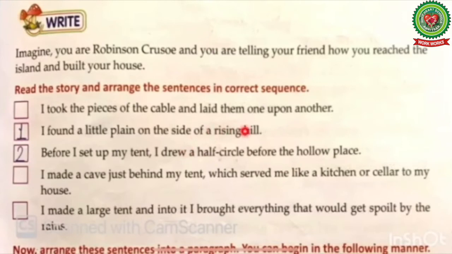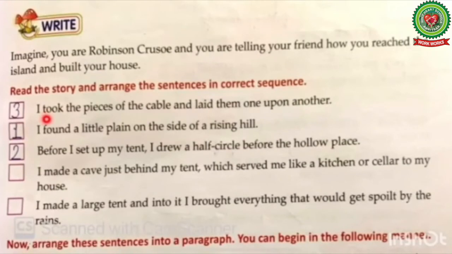Students, here you have drawn a circle. What will you do next? Obviously, you need something to build your house. So our next line is, I took the pieces of the cable and laid them one upon another. Now students, you have collected the pieces of cable and you have put them in order. Now what will be the next? Obviously, after pitching all the stakes like a spur to a post so that nobody could cross the strong fence.